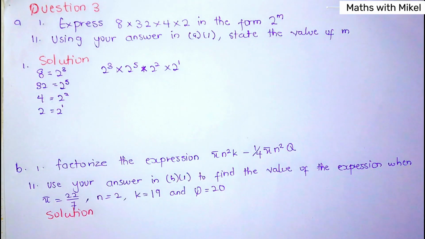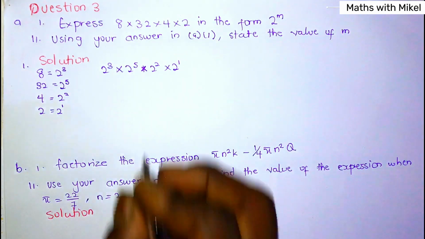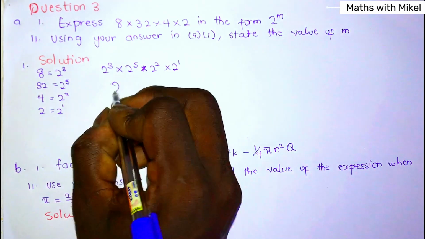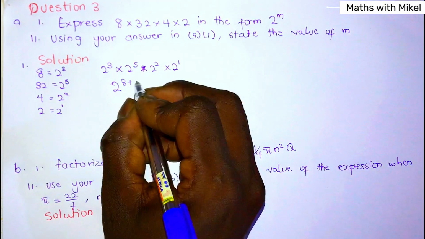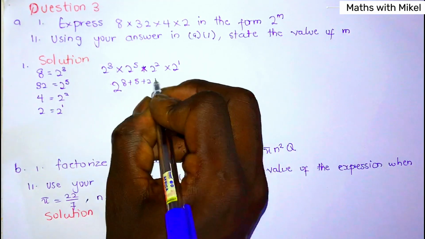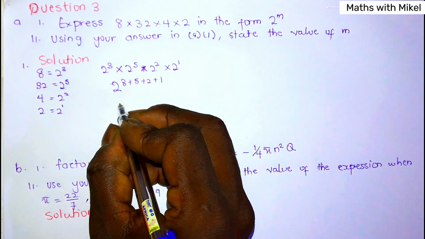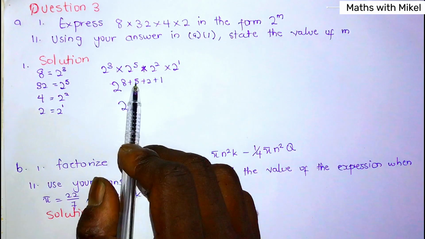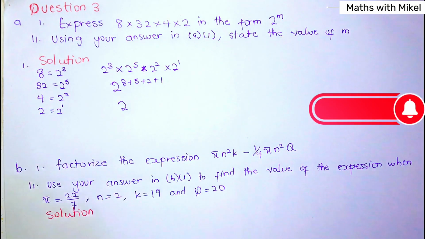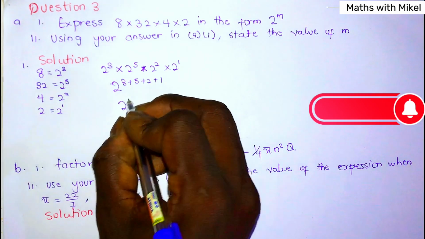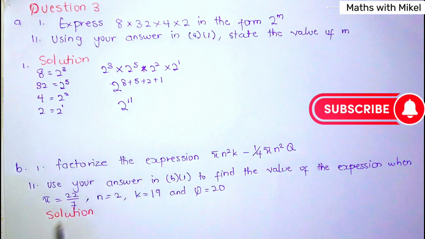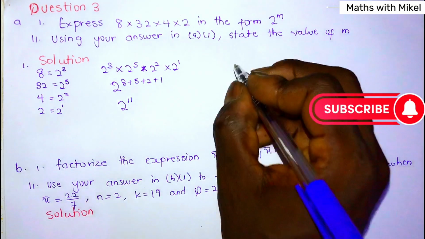So we apply indices here. Since the bases are the same and they are multiplied, we can add the exponents. So we get 2 exponent 3 plus 5 plus 2 plus 1. And this gives us 2 exponent, 3 plus 5 is 8, plus 2 is 10, plus 1 is 11. So that answers the I part of the question.